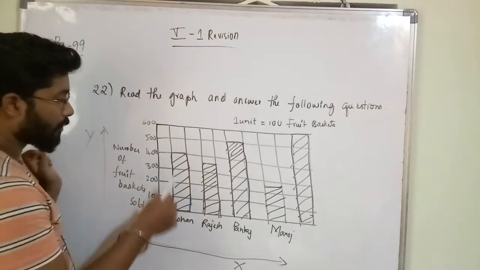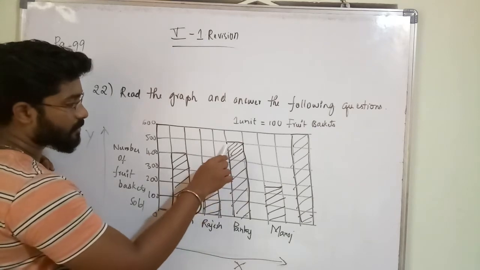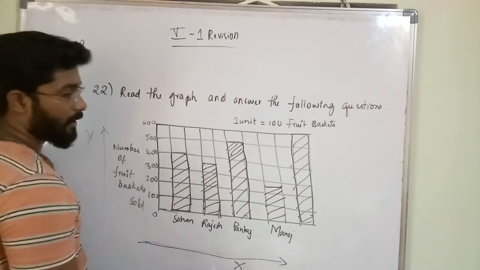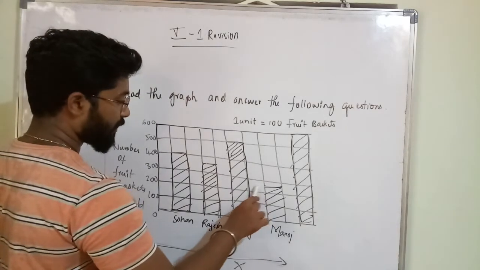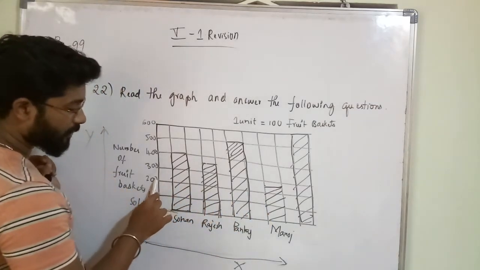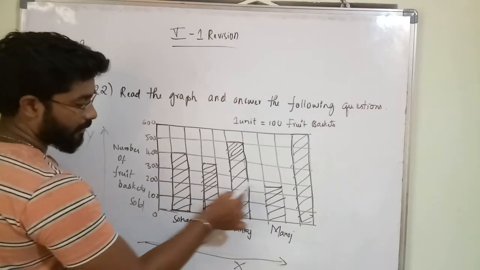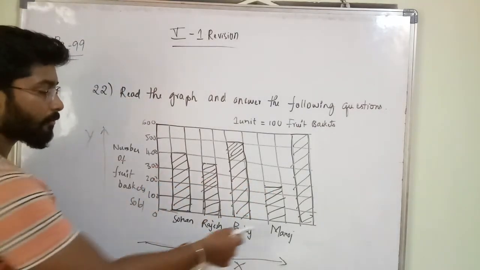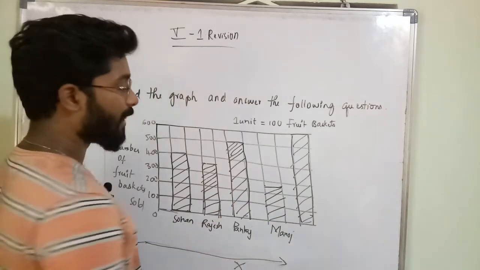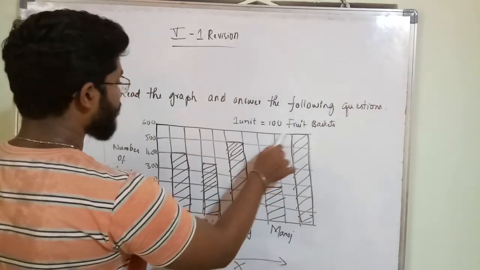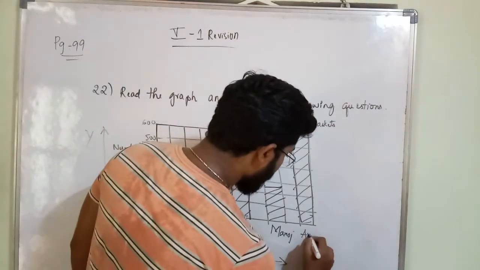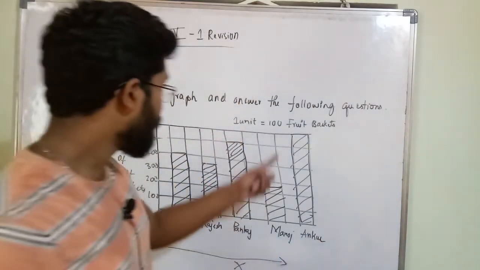Okay. So where this is matching with 500. Pankaj has sold 500 baskets. Next, Manoj, where it is matching. So this is between 200 and 300, no? The end of the box is between 200 and 300, no? Means Manoj has sold 250 baskets. And this is up to 600. Means last person is who? Ankur. Ankur has sold 600 baskets.